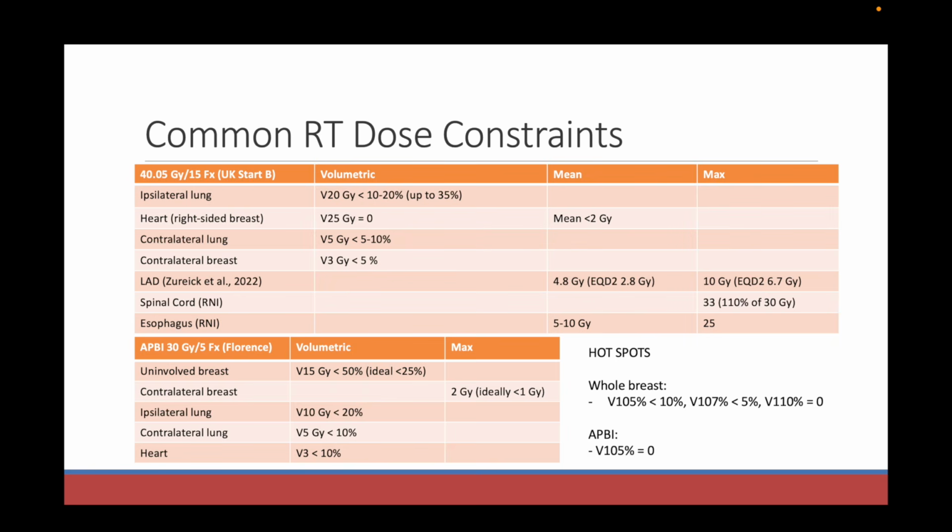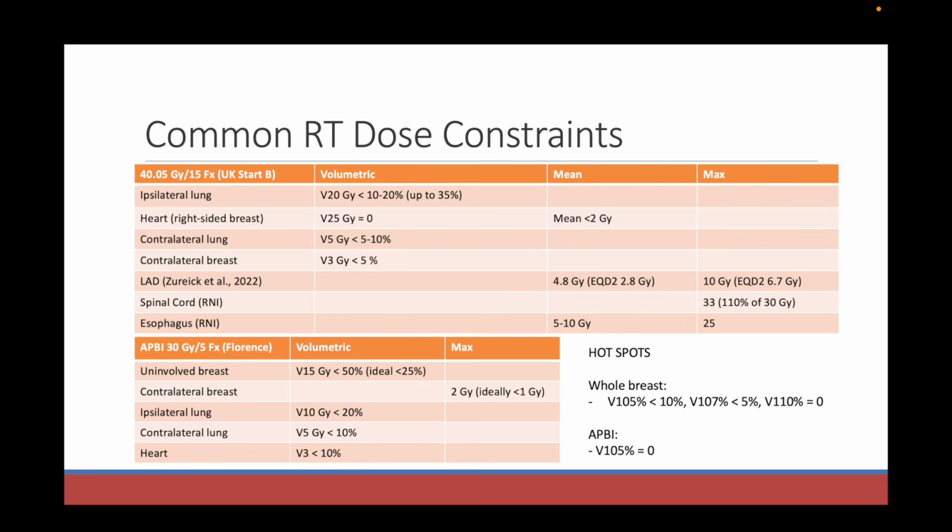I would just stick to what you use in practice, but just for reference, we'll start with APBI since we just talked about it. So for APBI, the regimen I use is 30 gray in 5 fractions. It can be given daily or every other day. And you want to keep your volume receiving 105% at 0, so you want your V105 to be 0 for APBI. And the most important margin is the dose to the uninvolved breast. So that's your normal breast minus your target volume. And you want your V50% to be less than 50%, right? So the volume receiving 15 gray should be less than 50% for the uninvolved breast.